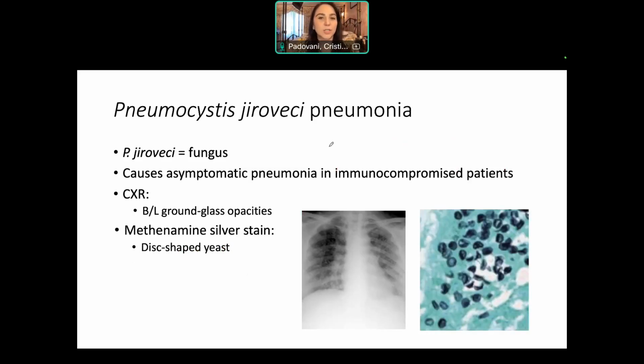PJP, so Pneumocystis jirovecii pneumonia. PJP is a fungus. It will cause an asymptomatic pneumonia in an immunocompromised patient. Some things that I've learned about PJP and want to mention now is that it's always bilateral, always, always, always. And you see these interstitial infiltrates bilaterally.